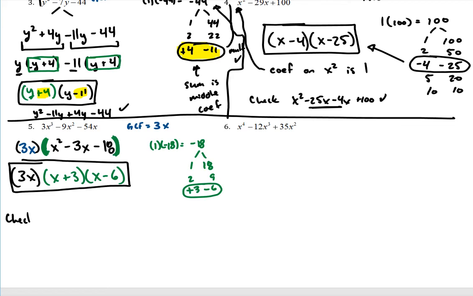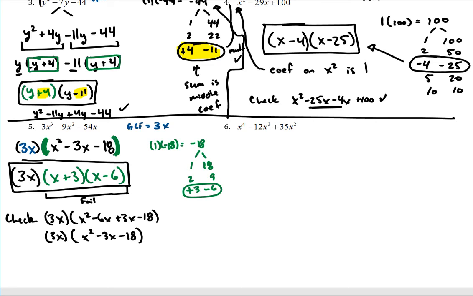Okay, and then when we check it, I would say it's probably best to check the binomials first. So go ahead and multiply those first. So the 3x is just going to hang out again. FOIL those first to check. So x times x is x squared. And then minus 6x plus 3x minus 18. These middle terms combine, so the 3x is still there. But I have x squared minus 3x minus 18.